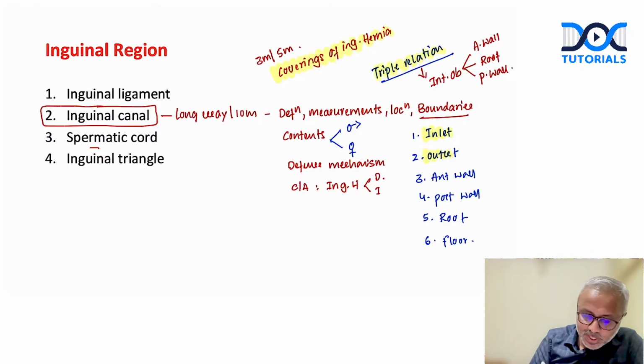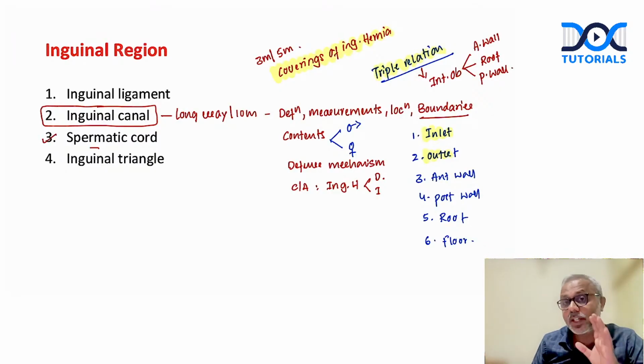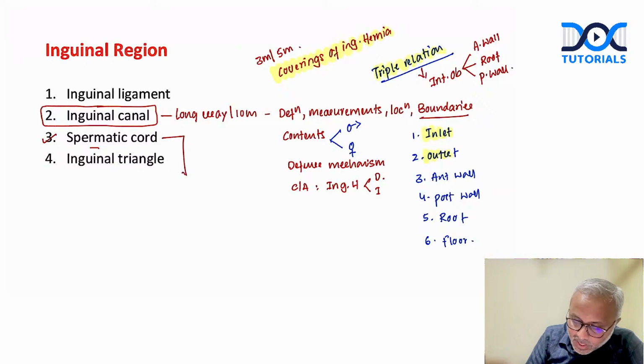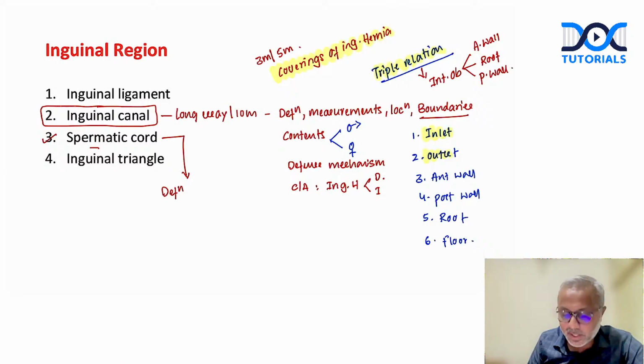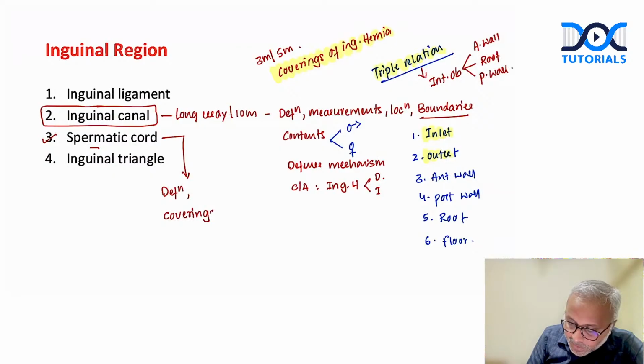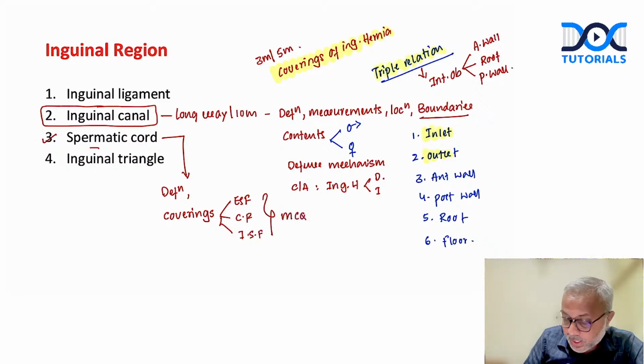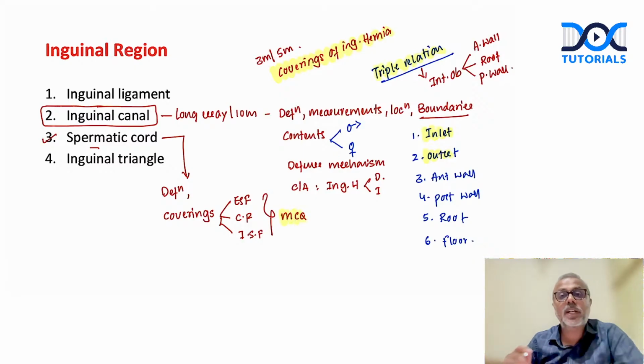Now, the next question here would be on the spermatic cord. As we know, this is one of the important contents of the inguinal canal. Now, if spermatic cord is asked, I want you to write it under these headings. Define what the spermatic cord is. Then talk about the coverings. In the coverings, we have the external spermatic fascia, the cremastic fascia, and the internal spermatic fascia. Know about these three and how they are derived, because this is a very important MCQ for you.